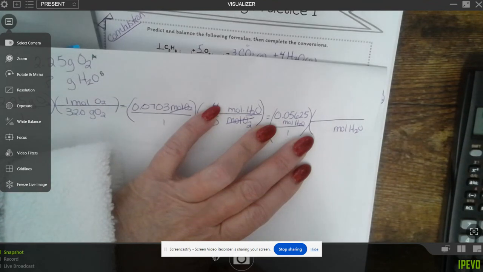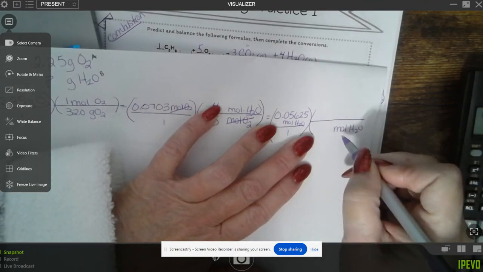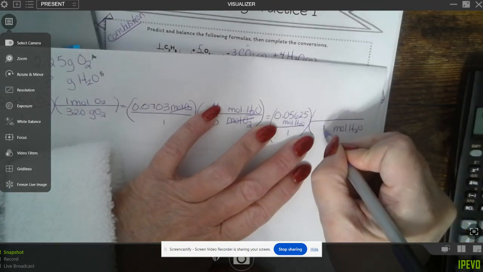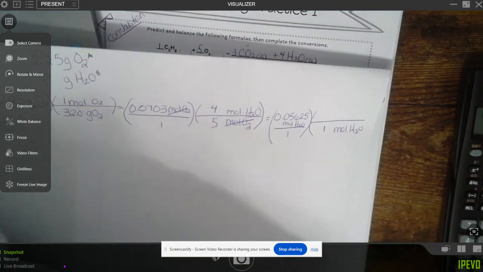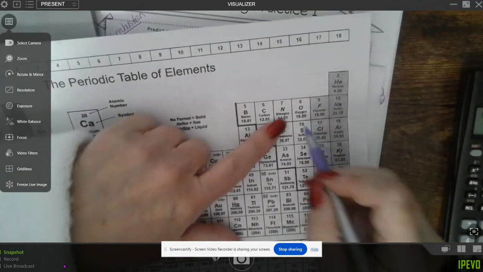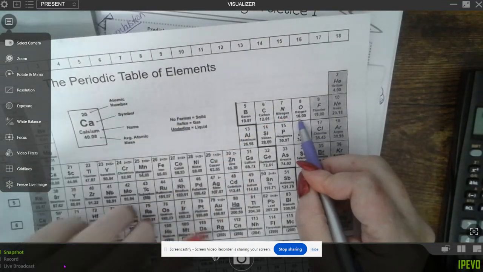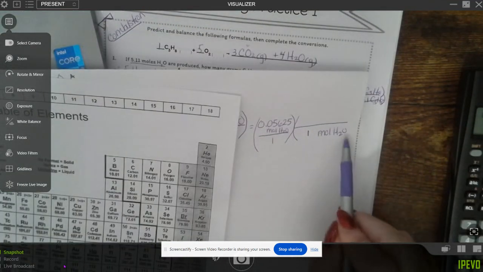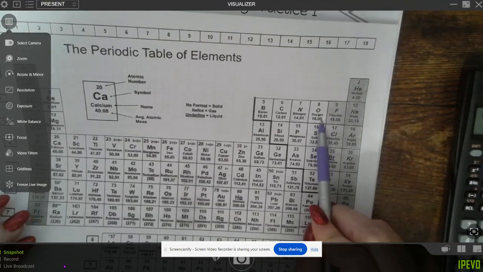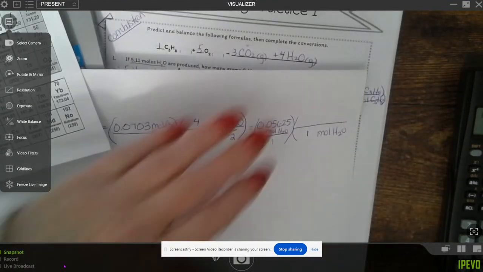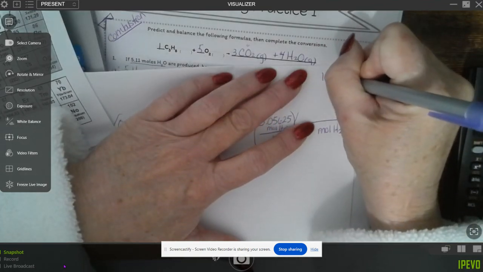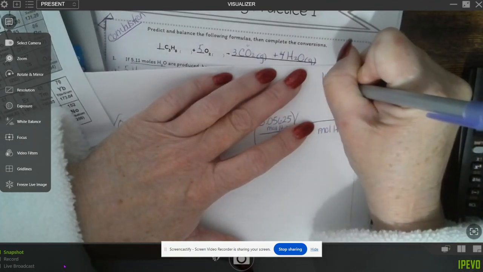Okay, and I'm using molar mass here. So for 1 mole of H2O, I have to look up the mass on the periodic table. Oxygen is 16, and notice we've got 2 hydrogens and 1 oxygen. Hydrogen is 1.01. So I've got 16 plus 2.02.